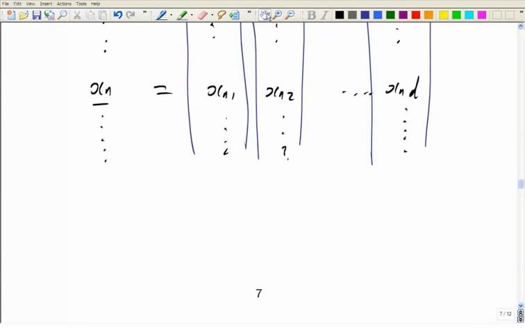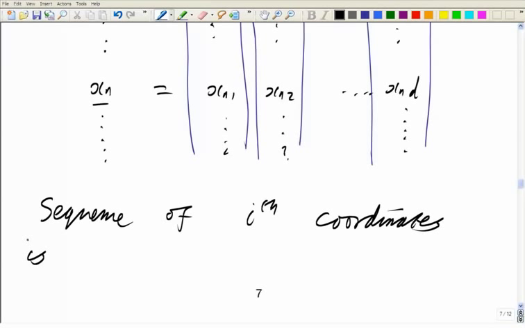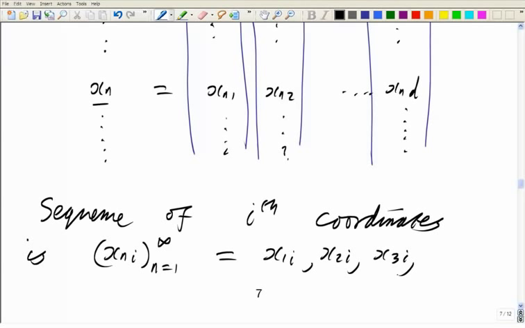So the sequence of ith coordinates is (x_ni), where n runs from 1 to infinity, which is equal to this sequence: x_1i, the ith coordinate of the first vector, x_2i, x_3i, that's the ith coordinate of the third vector, and so on. And that gives you the sequence of ith coordinates. Here, i is some number between 1 and d. So you fix one of the i's, and you look at the ith coordinates, and that gives you a sequence.